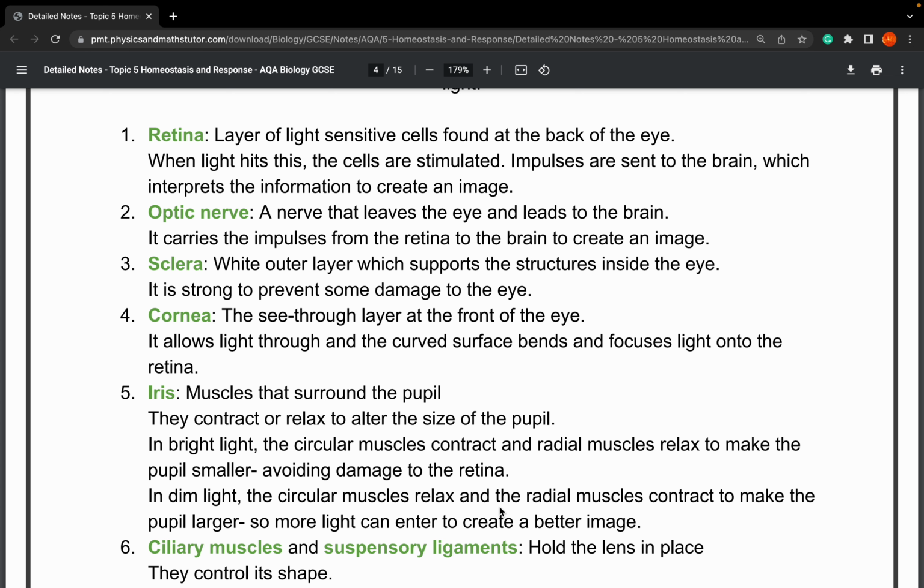Okay. Cornea is the one which is a see-through layer in the center of the eye. See me? The center of the eye, that is the cornea. It appears black in general.